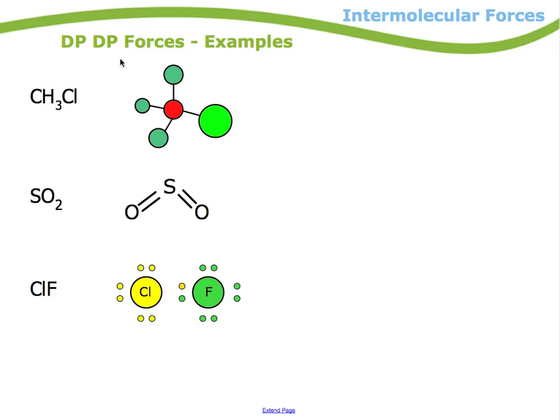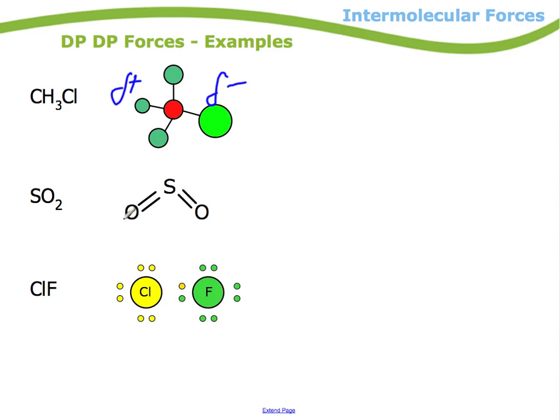Here's three more examples. This is methyl chloride. Notice the chlorine's on this side. Notice also that the molecule is asymmetrical, like it's not perfectly symmetrical. There's this big green blob way over to the right. It's chlorine. This side is probably going to be partially negative, forcing the other part of it to be partially positive. Things line up again.